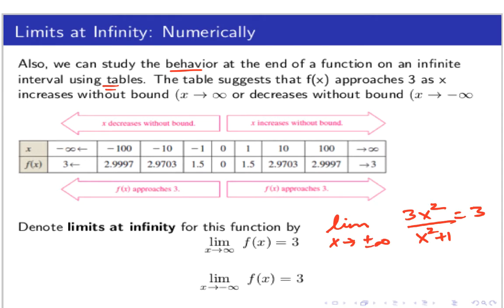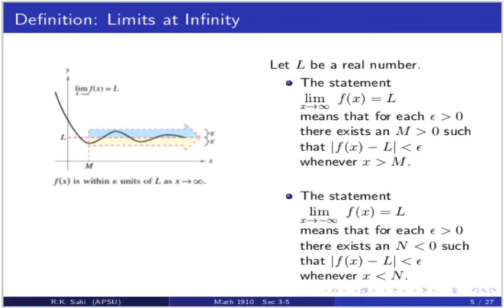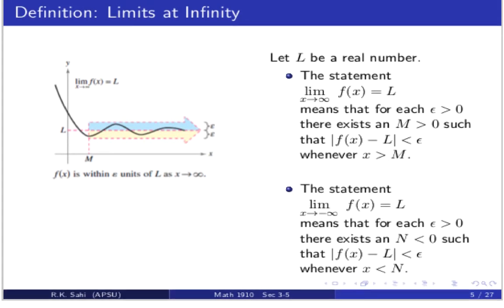Okay, so just look at the precise definition of the limits at infinity. What we notice is, suppose as my x values increase, the function wiggles a little bit, but after a certain time it settles down towards L. Okay, so that's the finite limits at infinity.